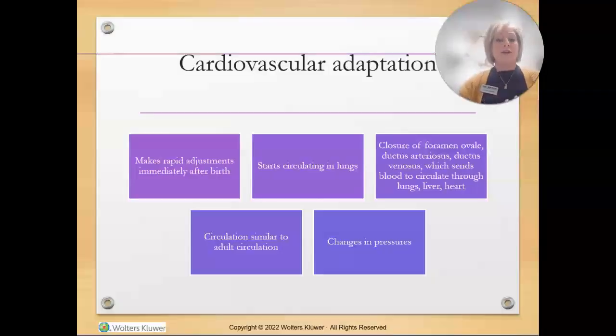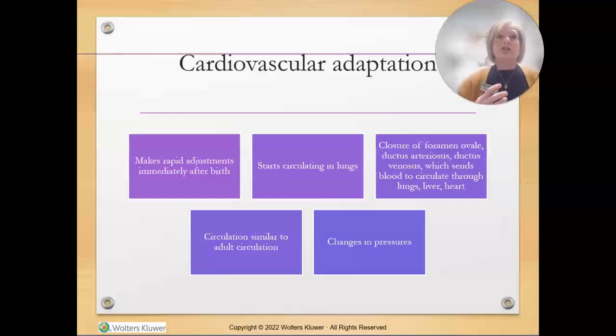Okay, so cardiovascular adaptation: we've already talked about the 3 shunts that we have. All of those shunts have to close. The foramen ovale, the one between the 2 atria on the top, has to close. The ductus arteriosus, the one that's attached from the pulmonary artery to the aorta, has to close. And the ductus venosus, the one that's shunting from the liver, has to close. These have to occur really quickly. As soon as that baby takes that first breath, things are starting to shut down and close, and circulation is starting to change.